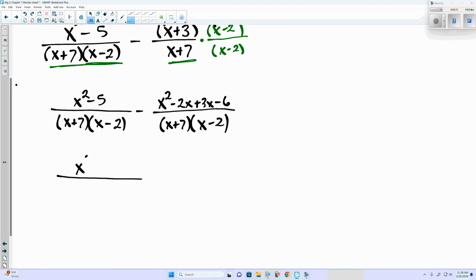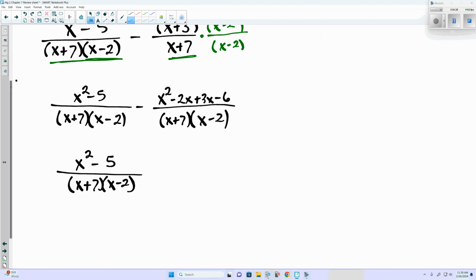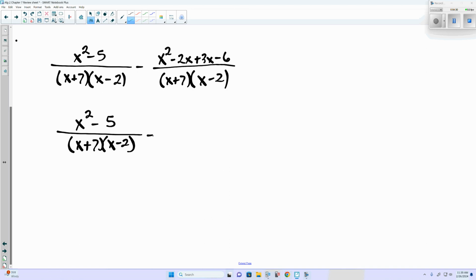Now, before we start subtracting, we do need to combine like terms. The one on the left doesn't have any like terms, but on the one on the right, our negative 2x plus 3x is going to be plus x minus 6. Questions on how we got to this point here?